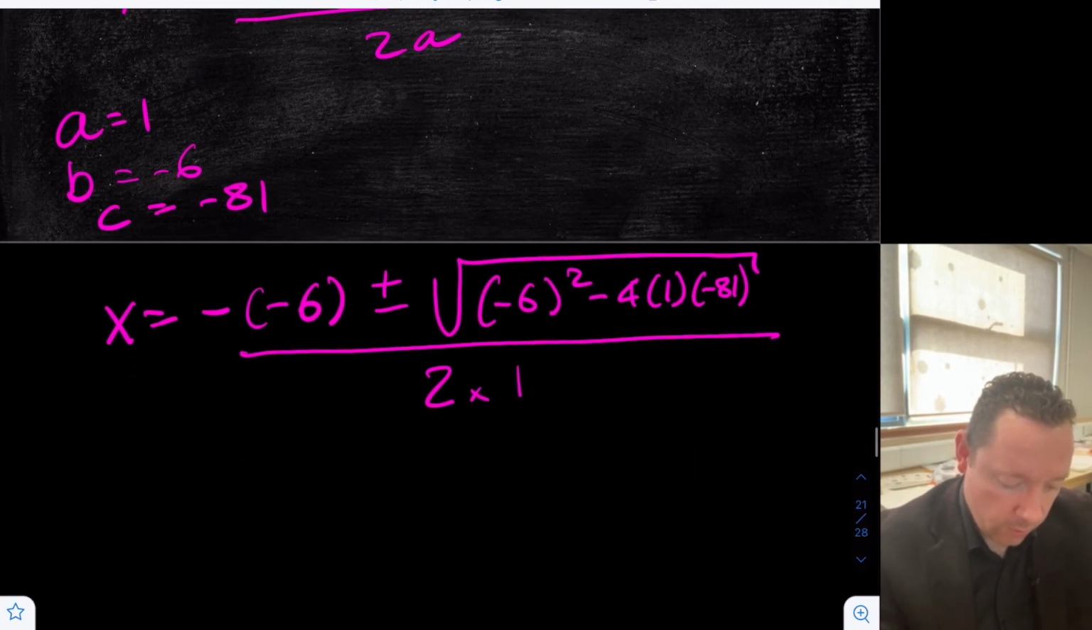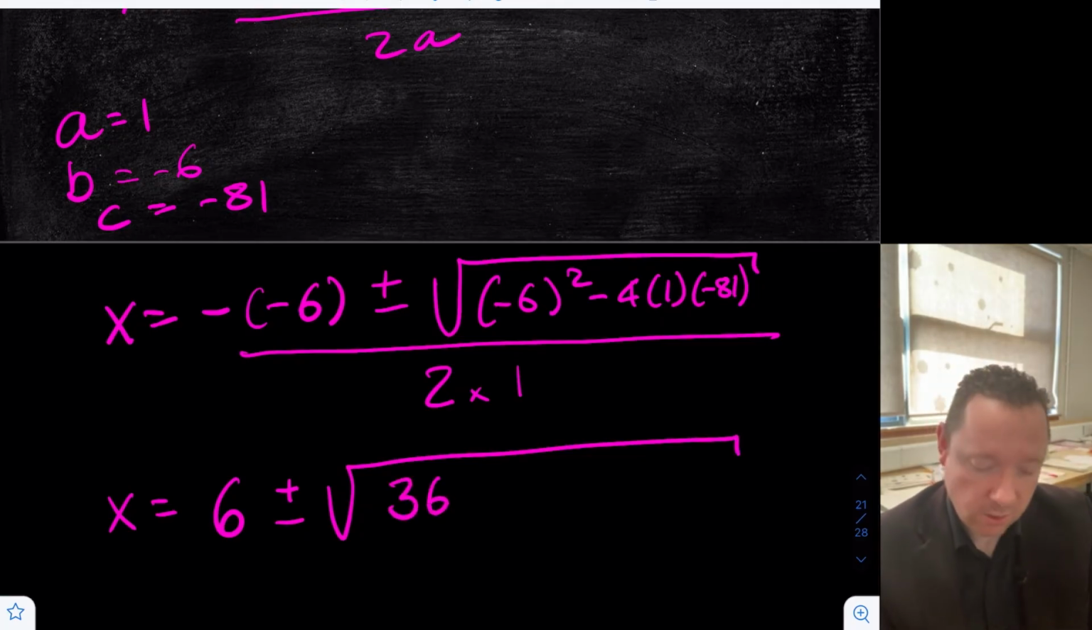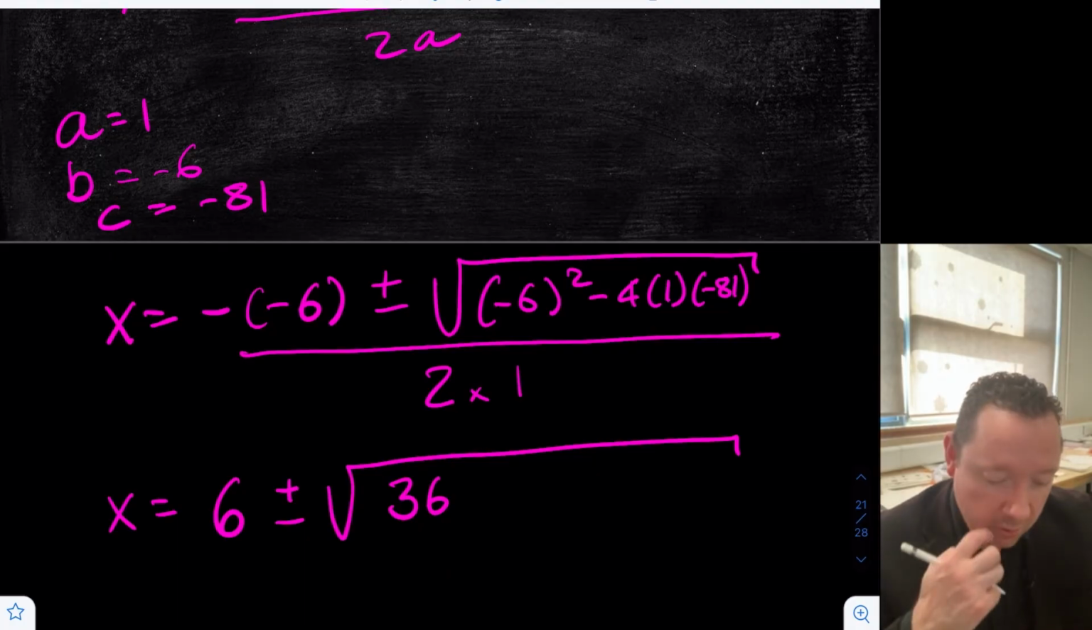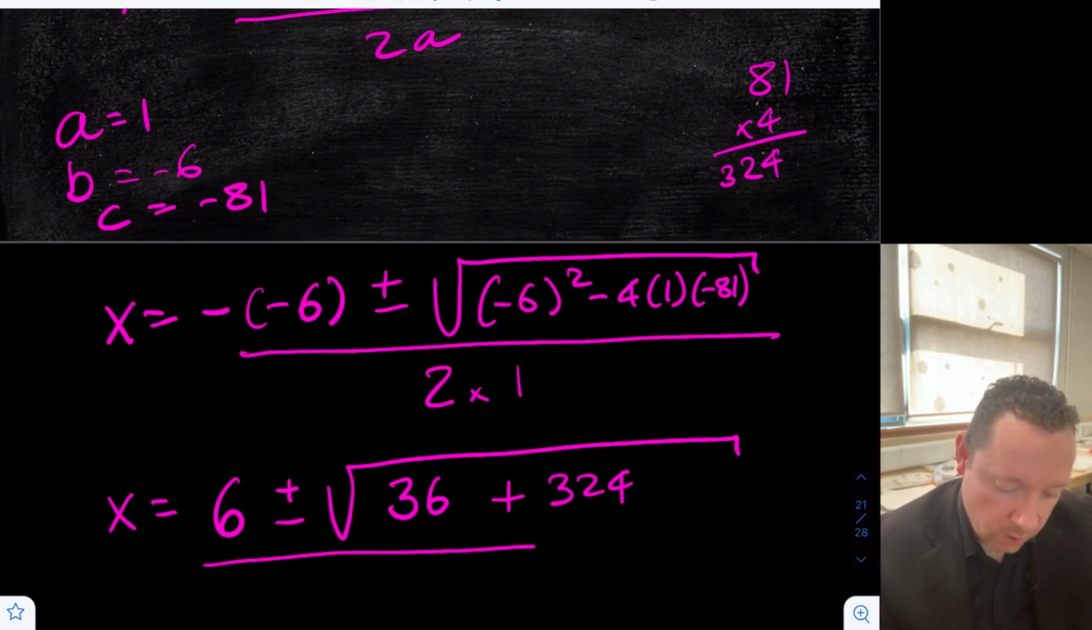So watching out for minuses. Minus 6 is positive 6, plus or minus the square root of 6 times 6 is 36, minus times a minus is a plus. 4 times 81, well, you might need to do that sum at the side, but if you have to, just do this. 4 ones is 4, 4 eights is 32. And it's a minus times a minus, so it's a plus. So it's plus 324. 2 times 1 is 2.